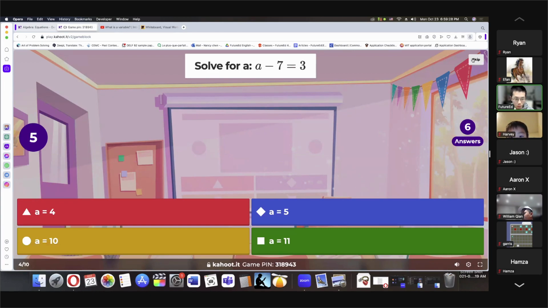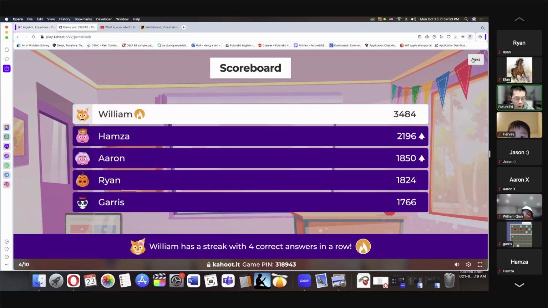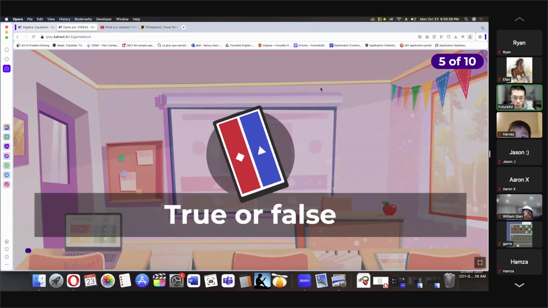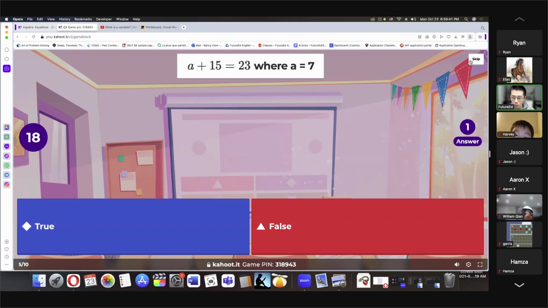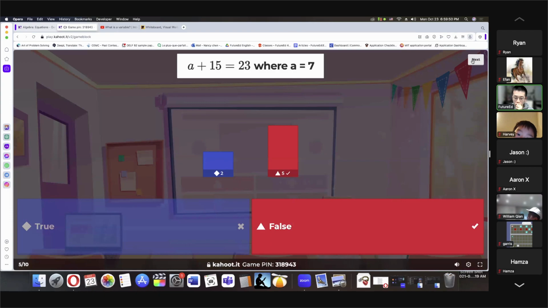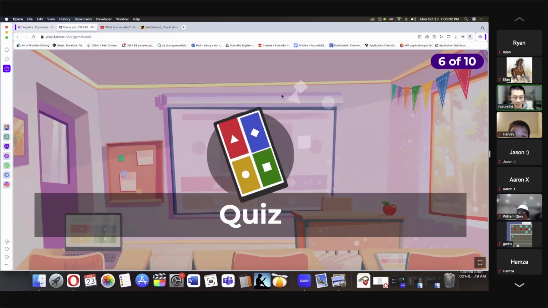Okay, moving on. Oh, sorry. I think most of you got that one right. Okay, it is false. You will realize that 15 plus 7, I think, is 22, not 23. Very common arithmetic error. Don't make assumptions.